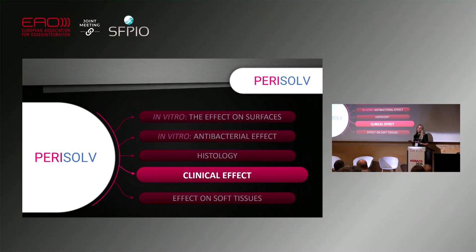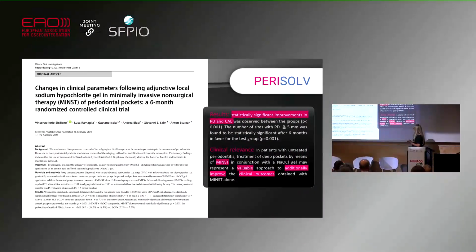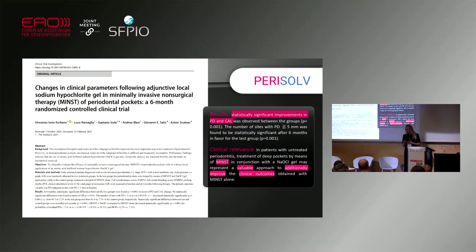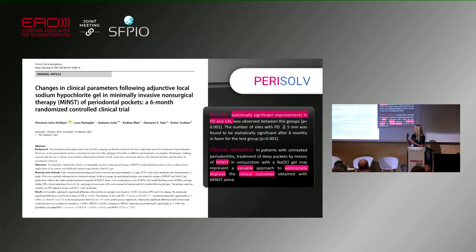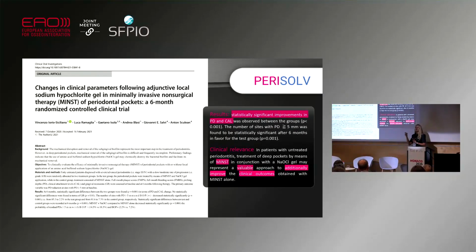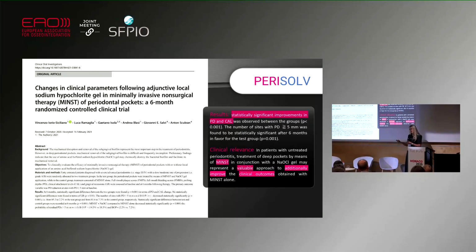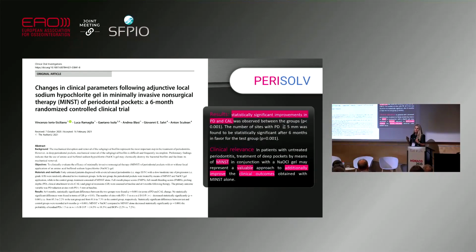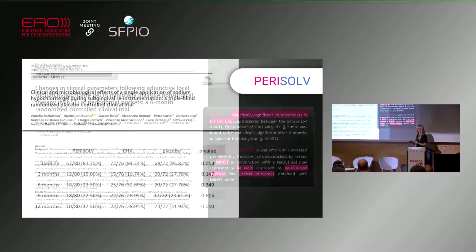How do we translate it to the clinics, to everyday practice? So here, my friend Vincenzo Siciliano and the Italian group performed a clinical study where they added Perisolv in minimally invasive treatment of periodontitis, and after 6 months of observation, they concluded that the adjunctive application of this material led to significantly improved probing depth and gain in clinical attachment compared to conventional subgingival debridement. So they concluded that this is a valuable adjunctive approach.